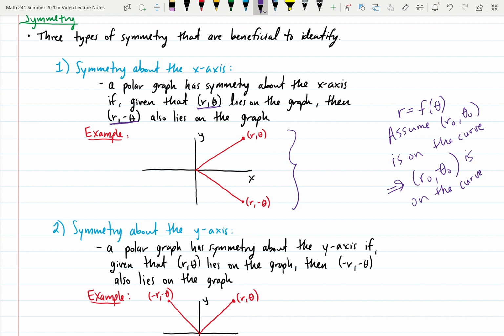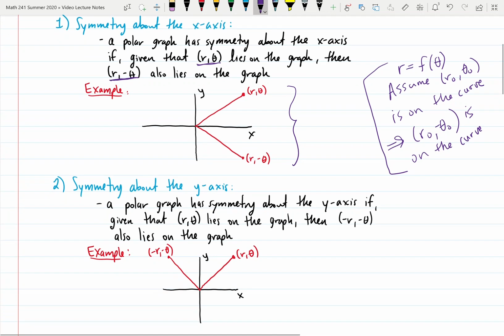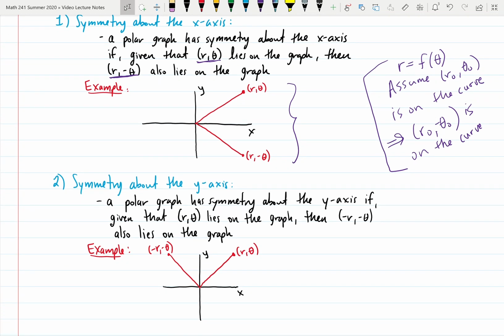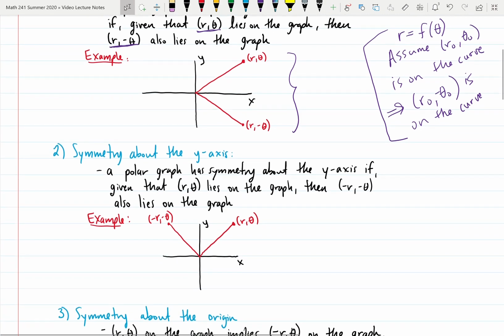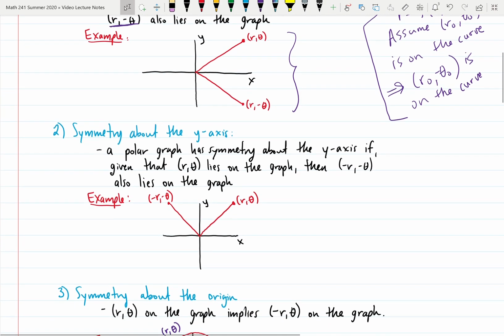But this is the kind of proof technique that you'd be expecting to show that a graph has symmetry about the x-axis. And the proof technique is really the same for symmetry about the y-axis and about the origin as well. You're just changing what you're trying to prove.